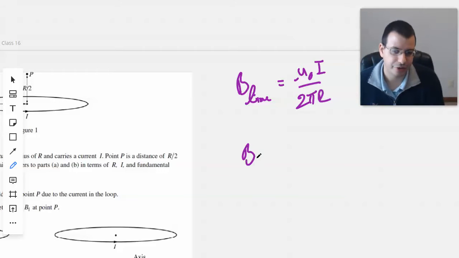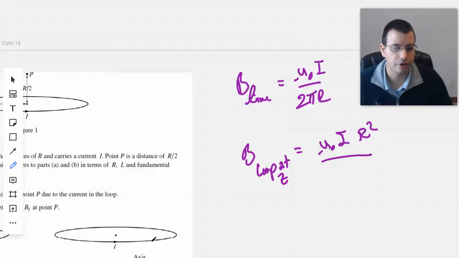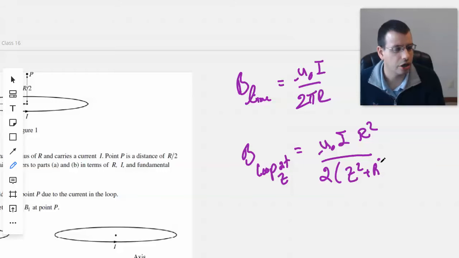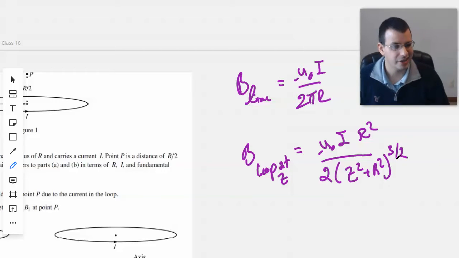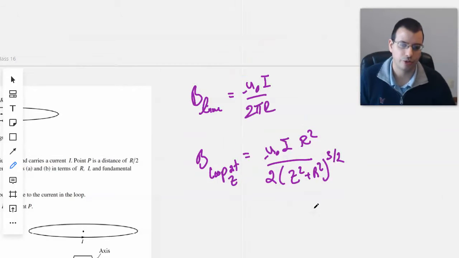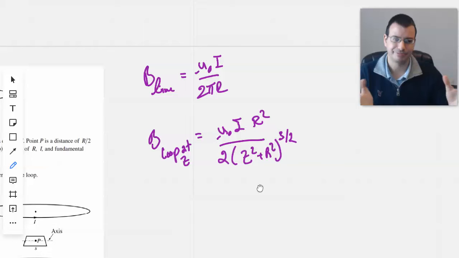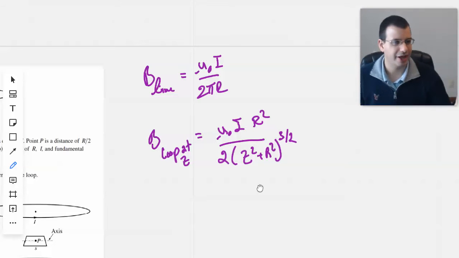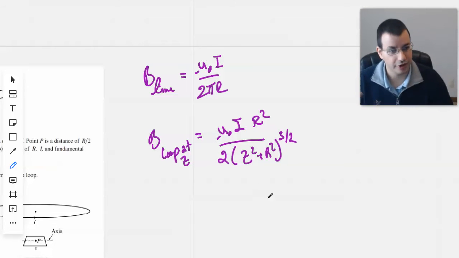And then we had the magnetic field due to a loop at Z, which was mu naught I r squared over 2, then Z squared plus r squared, to the 3/2. This one's kind of a pain to memorize. Just grab a piece of paper, write it down a bunch of times, and ingrain it into your soul. You really only need to know this for this class. So after you take the AP test, you can just throw it out. Well, throw most of it out. Keep a little residual memory of it.